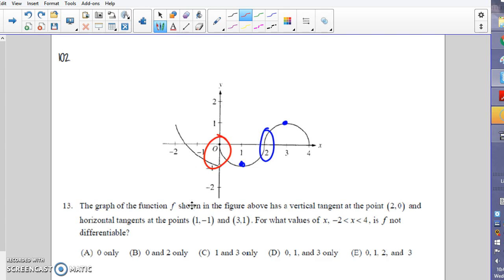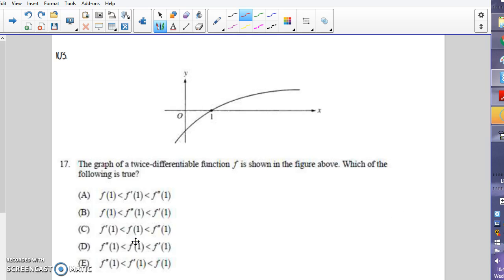Discontinuity, vertical tangent, both of those imply it cannot be differentiable. Having a horizontal tangent is a good thing. That's what we want to see. So B would be your only option.